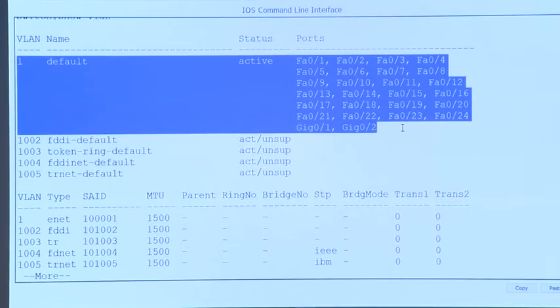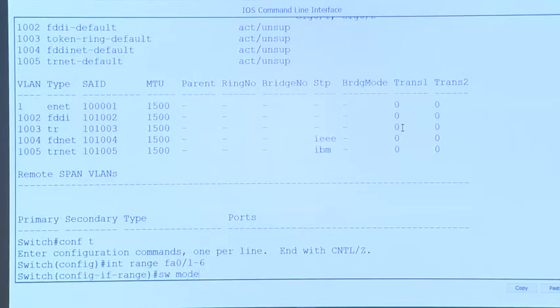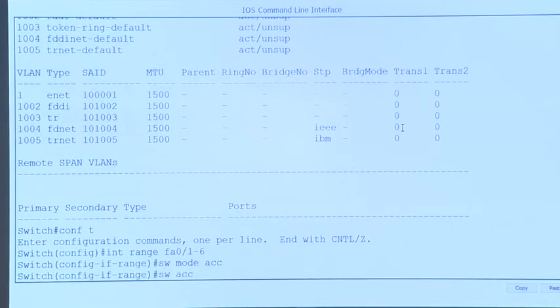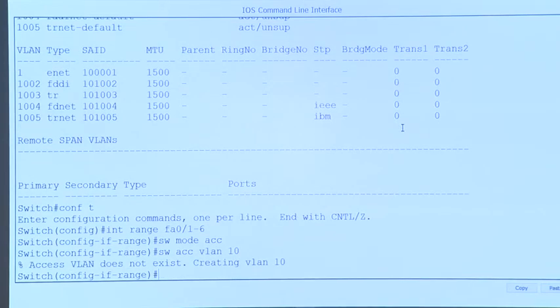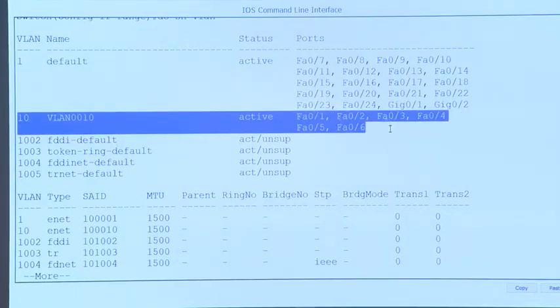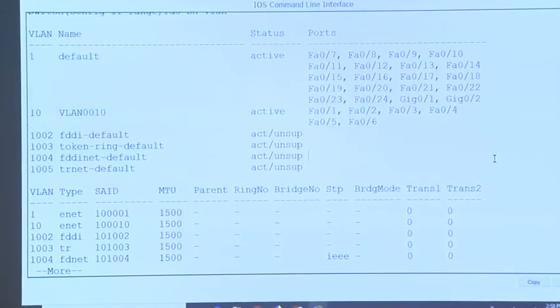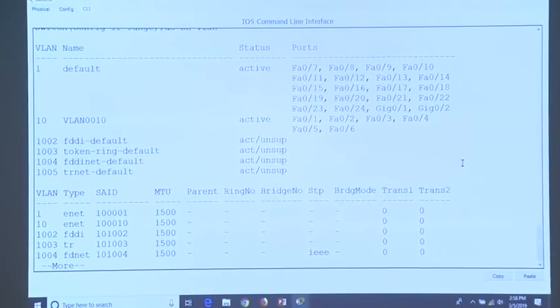So how easy is it for me to create a new VLAN? If I do a config t, I say interface range FA0/1 through 6, switchport mode access, switchport access VLAN 10, boom, I'm done. It created the VLAN, it went ahead and assigned them. So if I do show VLAN, there it is, just that quick. I created VLAN 10 and took those first 6 ports and put them as part of VLAN 10. So it's really easy for me to go in and segment my switch into the different VLANs that we have.